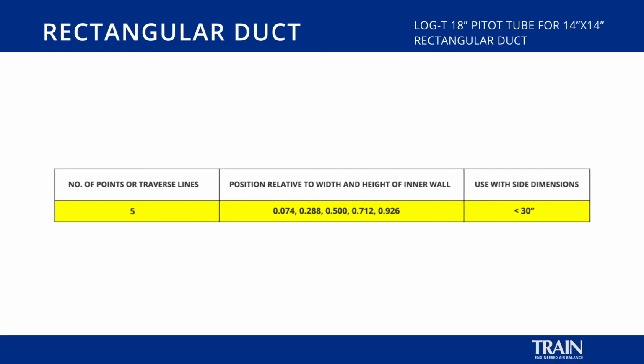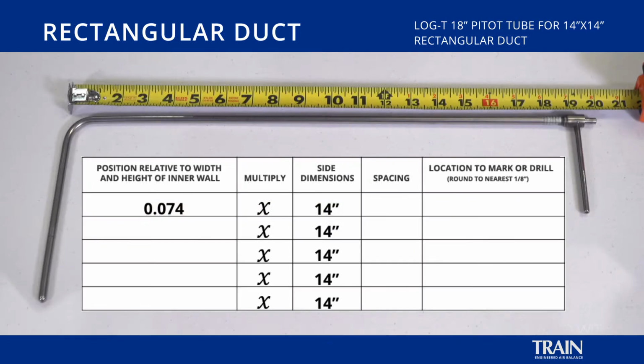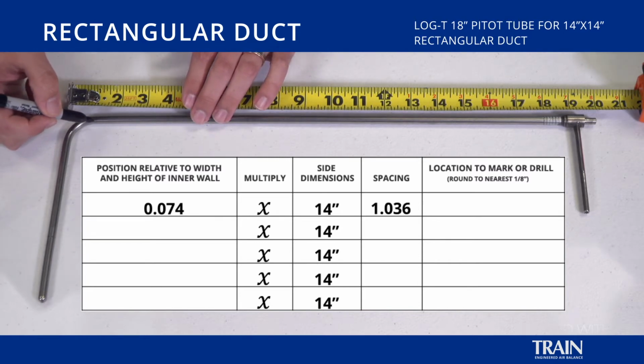The first measurement required when looking at the log Chebyshev chart indicates a factor of 0.074 multiplied by the duct side measurement of 14 inches, and that gives a result of 1 inch, which gets marked on the pitot tube.